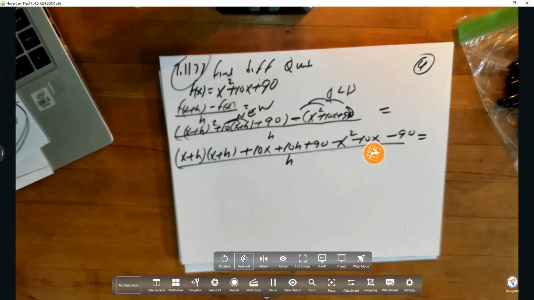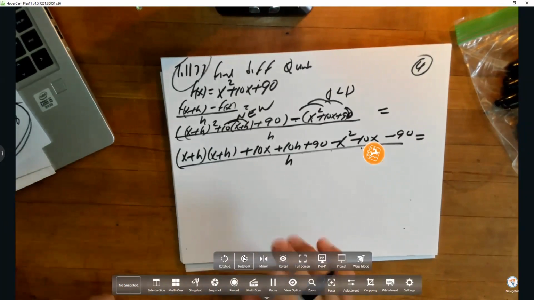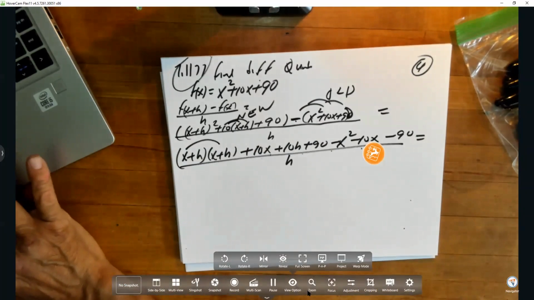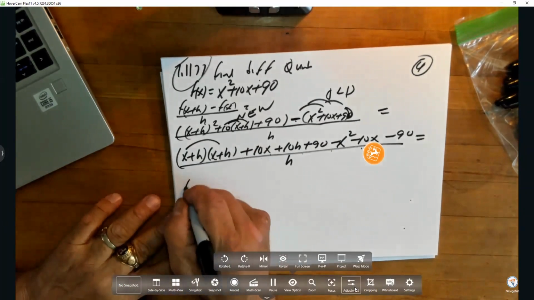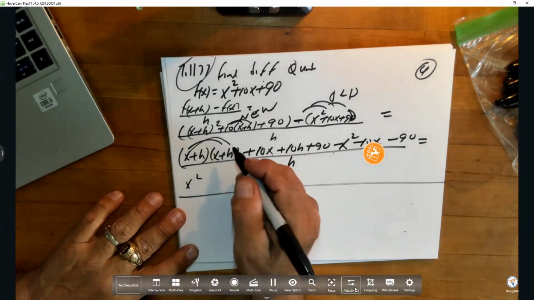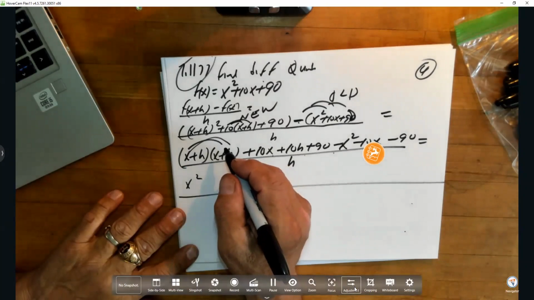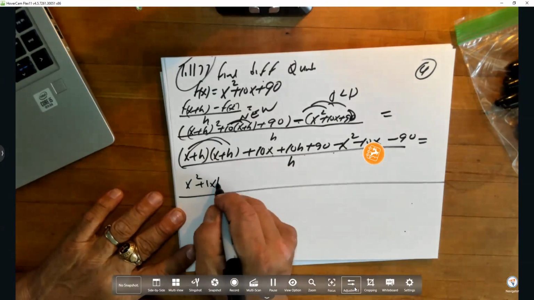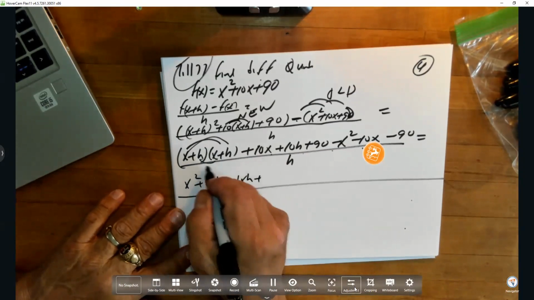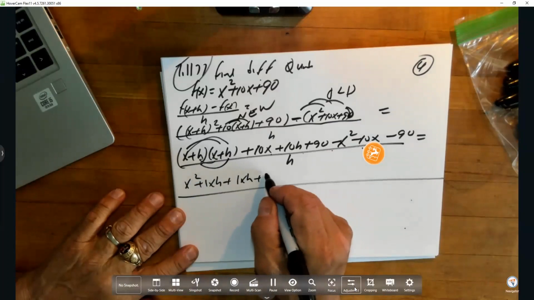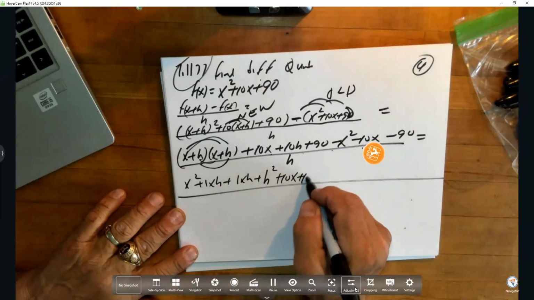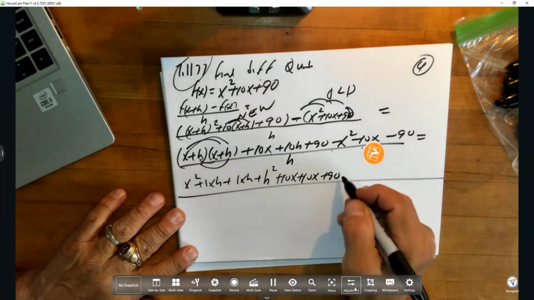So now I'm going to FOIL all this out. Ready? So x times x, somebody tell me that. What is that? X squared. Okay. And x times h is 1xh, and xh again. 1xh plus h times h is h squared. Okay. And everything else, I'm just going to copy: 10x plus 10h plus 90.